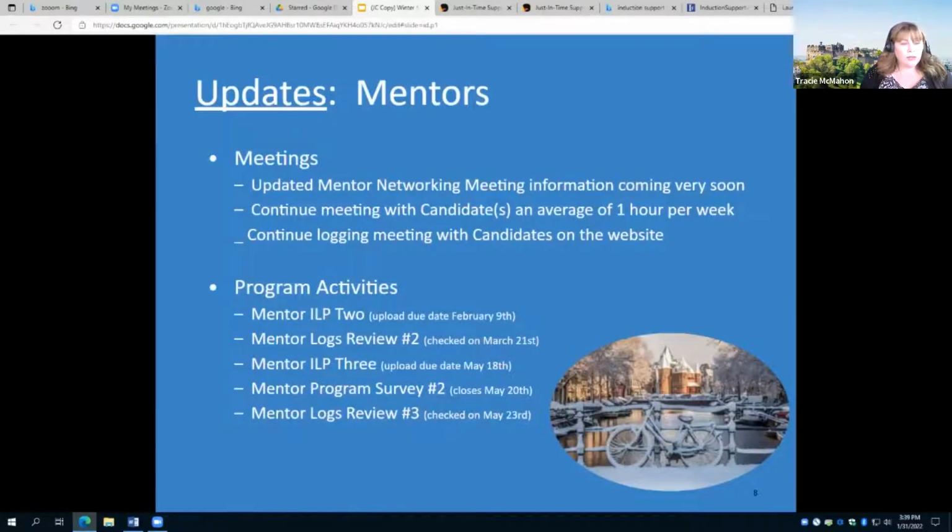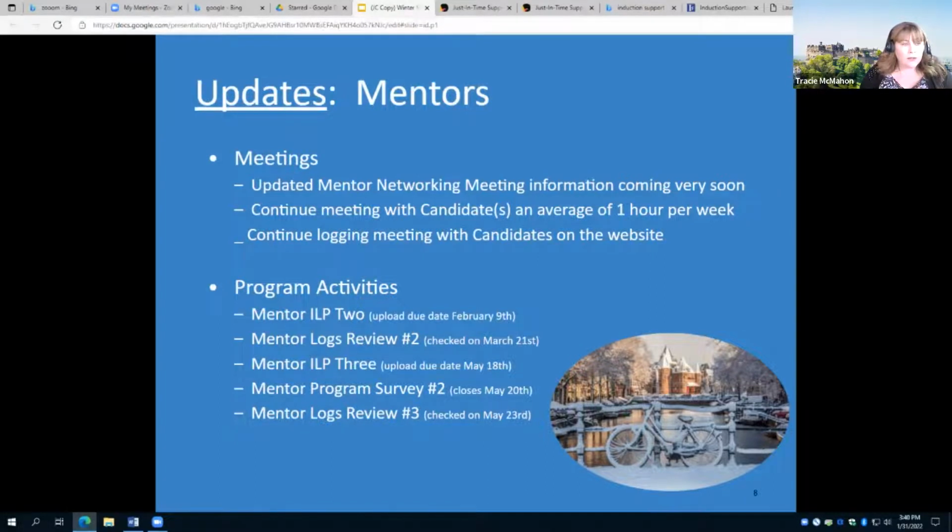Mentors, you have your meetings, and we just sent out a mentor email, it says coming very soon, but we already sent it out, some updated accommodations we've made for the mentor networking meetings, and I won't go over those because I know the email really broke that down for you. If you have questions, you can ask them during the mentor section, or you can always email us, but we did change some requirements to make things a little easier.